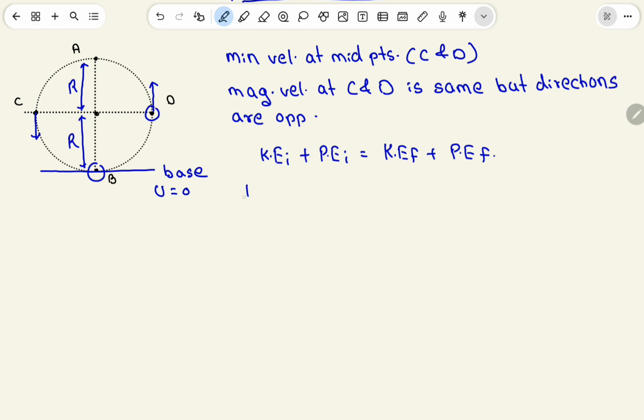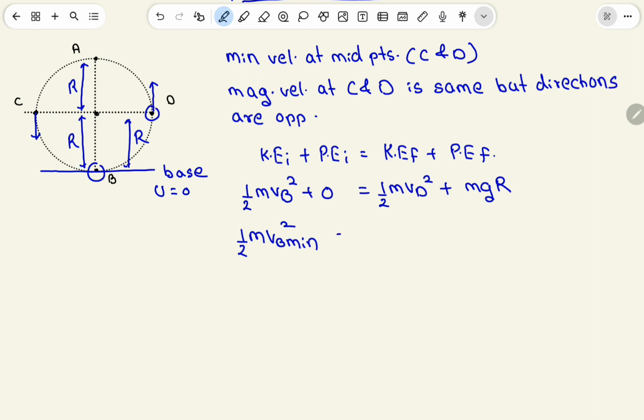So the initial point, let us consider B. Kinetic energy initial is half m vb square. Potential energy initial is 0. Then for the final point we will consider D. So half m vd square plus mg, and the height of point D is nothing but R. Now, if we want the minimum velocity at point D, we need to plug in the minimum velocity at point B. So half m vb minimum square is equal to half m vd minimum square plus mgR.